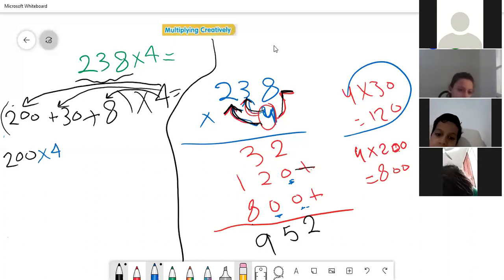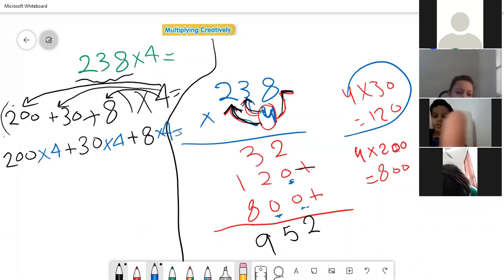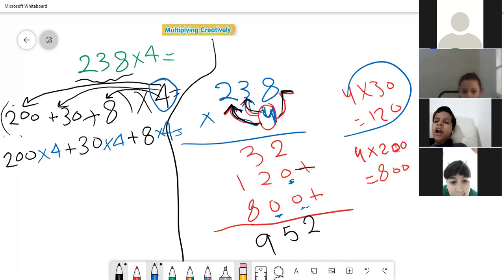Times 4, and then plus this, plus. Why plus? Because we have 20 plus 30 plus 8. Plus 30 times 4, and then plus 8 times 4. What we did here is we multiplied the 4 by 20, plus multiplying the 4 by 30, plus multiplying the 4 by 8.